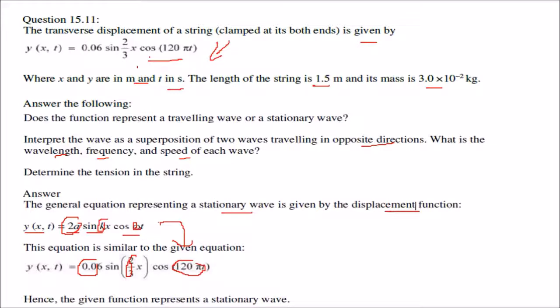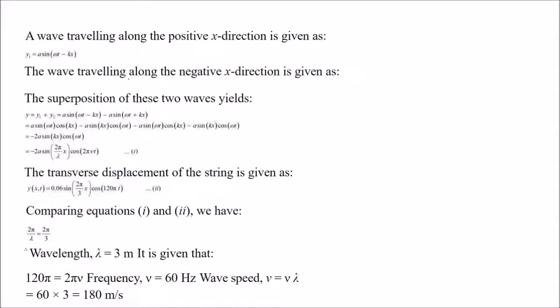If we compare, the given function represents a stationary wave. A wave which is traveling in the positive x direction is given by y1 equal to a sin(omega t minus kx). We know about this. You learned in theory. So the wave which is traveling along the negative direction will be minus a sin(omega t plus kx). So this is y1 and this is y2.